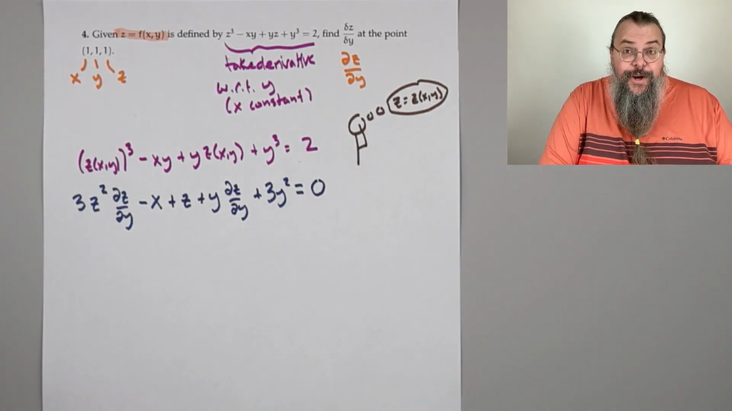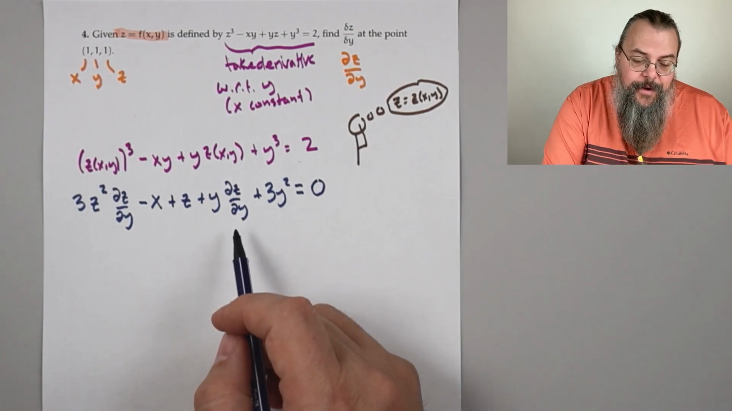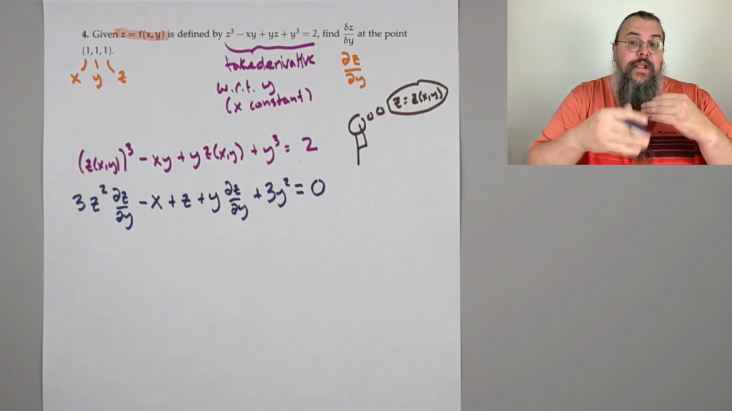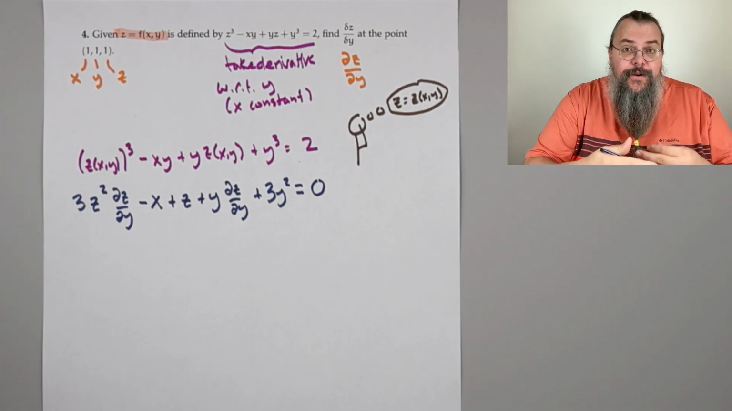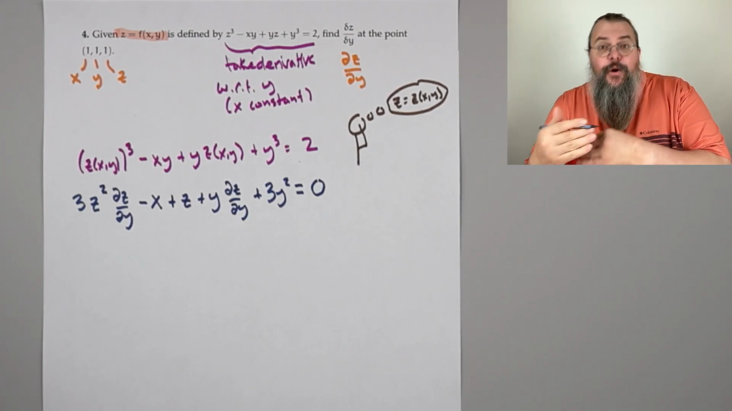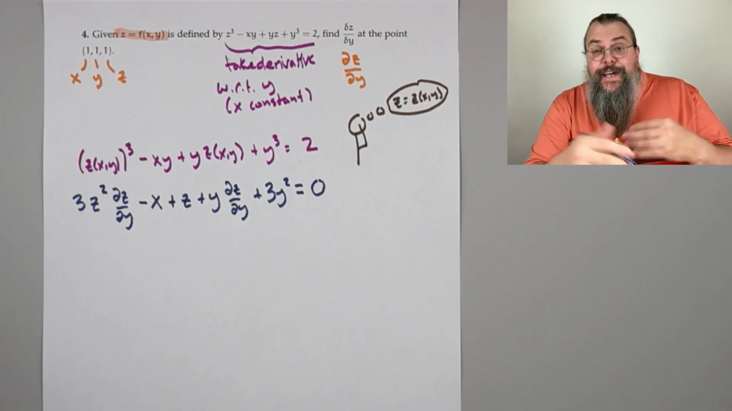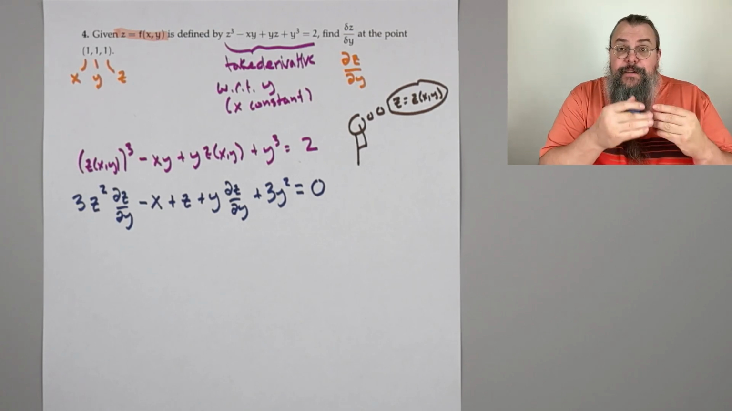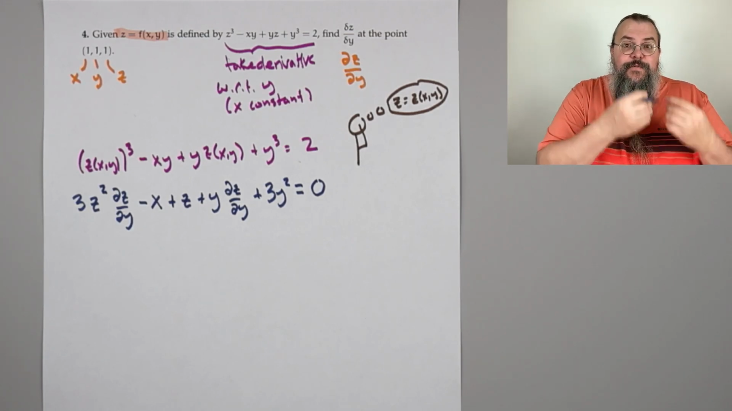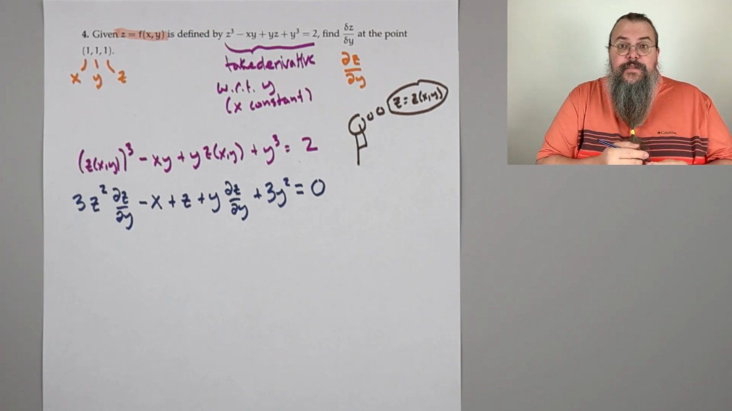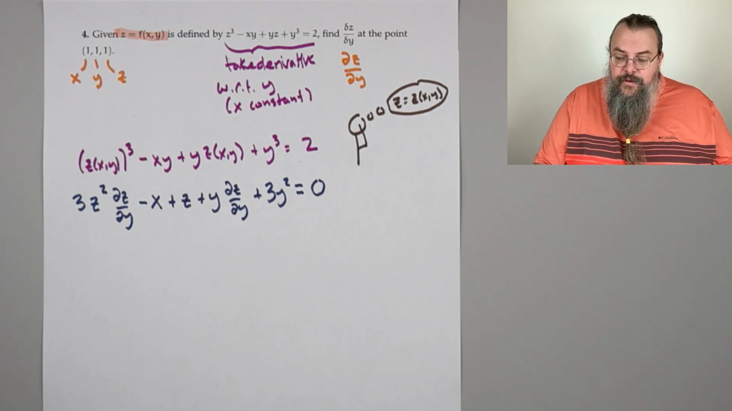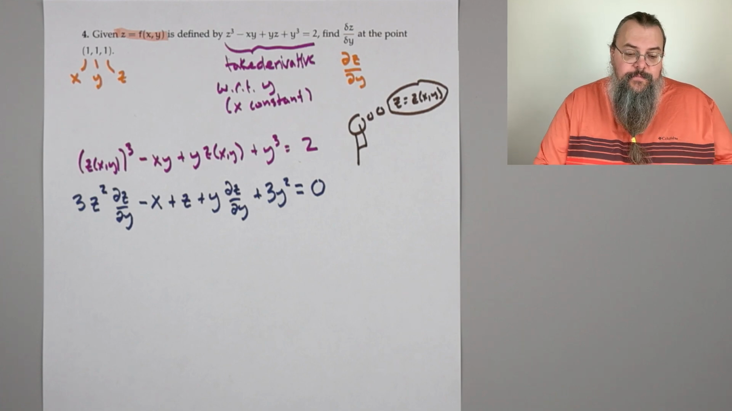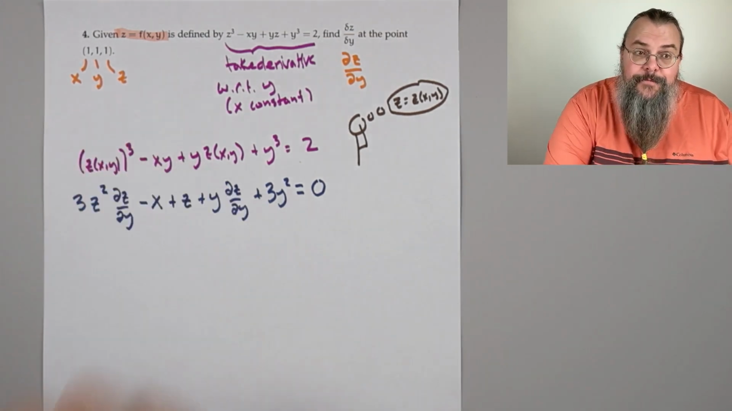Now, we could solve for derivative of z with respect to y, but notice we're going to plug in. So we can either solve for it now and plug in after, or we can plug in and solve. My advice is, if you know you're plugging in, plug in first, because it's easier to move numbers around than it is to move expressions around. So x, y, and z are all going to be 1, because we're at the point 1, 1, 1.